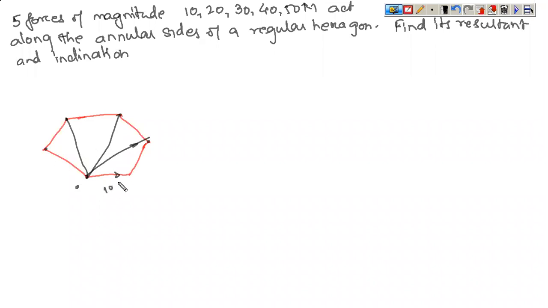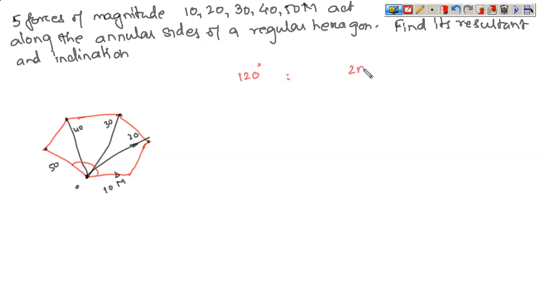So this is of 10 Newton. This is of 20. This is of 30. This is of 40, and this is of 50. You need to find out the resultant and its inclination. So your first job is to find out the angles first. So to find out the angles, you know that this interior angle is 120 degree. So how did you get this 120 degree?